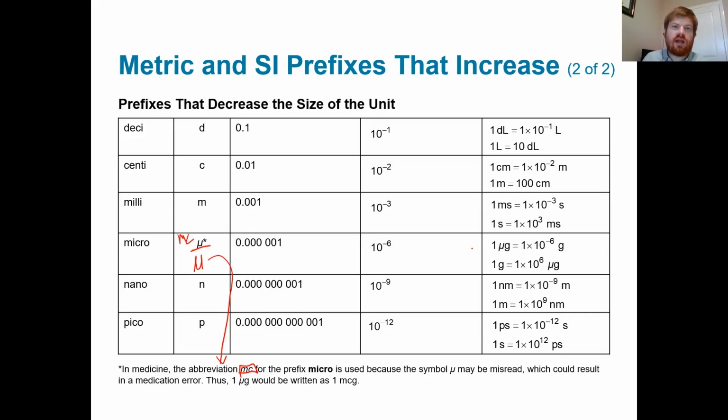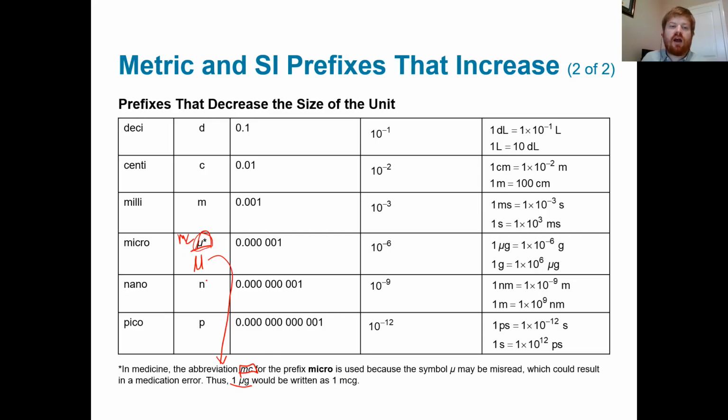And again, this comes up a lot in the medical field because many times drugs are effective in the microgram per milliliter range. And so you're going to have concentrations of drugs that are micrograms of the drug for every milliliter volume of the solution. So yeah, that's going to come up every so often. So that's just kind of giving you this here. Now, again, in chemistry, we use this mu symbol here. So you're going to see it both ways.